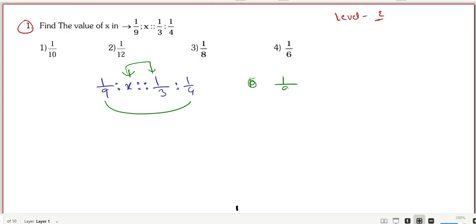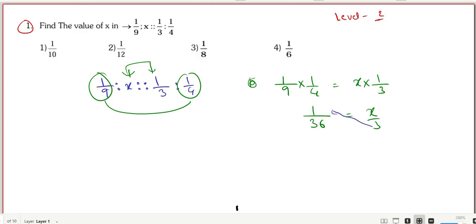Product of extremes means what? First term and last term. That means 1 by 9 into 1 by 4. That equals the product of means, x into 1 by 3. So this can be written as 1 by 36 is equal to x by 3, and transposing this 3 to the other side of the equation, it becomes a numerator. 3 by 36 is equal to x, 3 ones are 3, 3 twelves are 36. So x is equal to 1 by 12. That is the second option, the correct one.